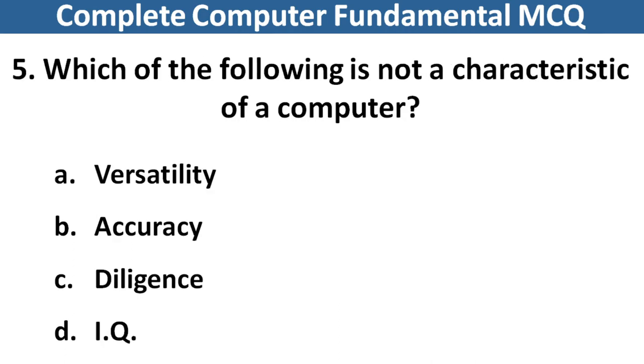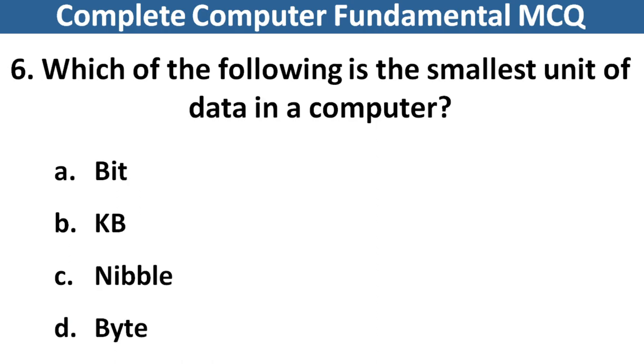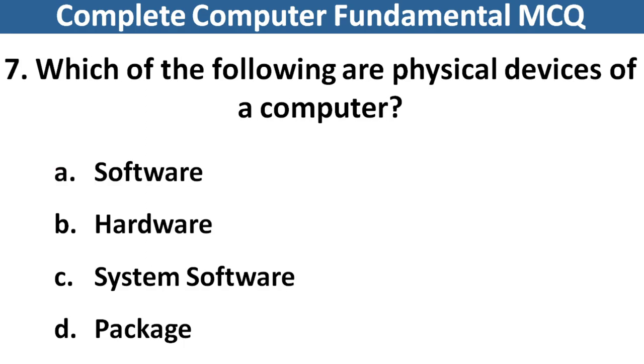Next question, which of the following is not a characteristic of a computer? Right answer is option D, IQ. Next question, which of the following is the smallest units of data in a computer? Right answer is option A, bit. Next question, which of the following are physical device of a computer? Right answer is option B, hardware.